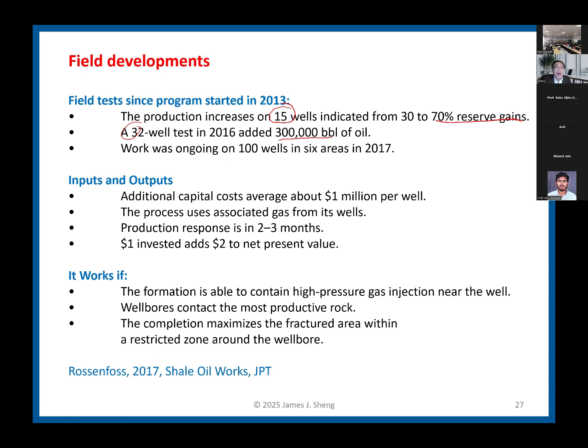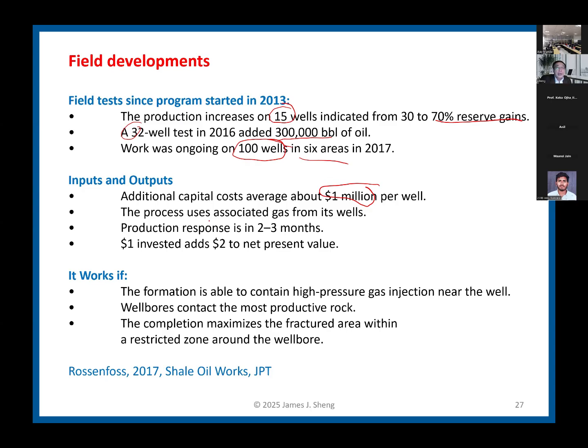Work was going on 100 wells in 16 areas. This is a large commercial project. The additional capital cost average is about $1 million per well. That is capital cost addition, because you have to install a compressor. You have to use a compressor to inject gas, for example. That needs actual capital cost.